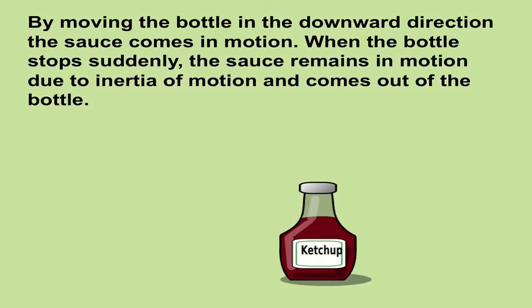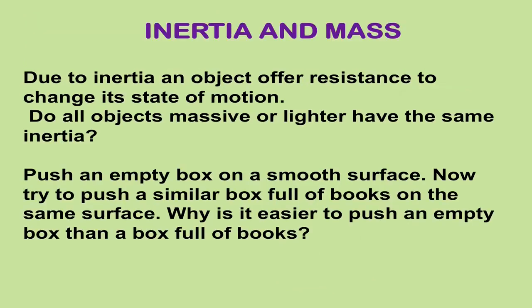Similarly, you would have noticed that it is difficult to take out the tomato sauce from a bottle by just inverting it. However, it is easy to take out the sauce from the bottle by giving a sudden jerk to it. By moving the bottle in the downward direction, the sauce comes in motion. When the bottle stops suddenly, the sauce remains in motion due to inertia of motion and comes out of the bottle. By now, you have learned that due to inertia, an object offers resistance to change its state of motion.